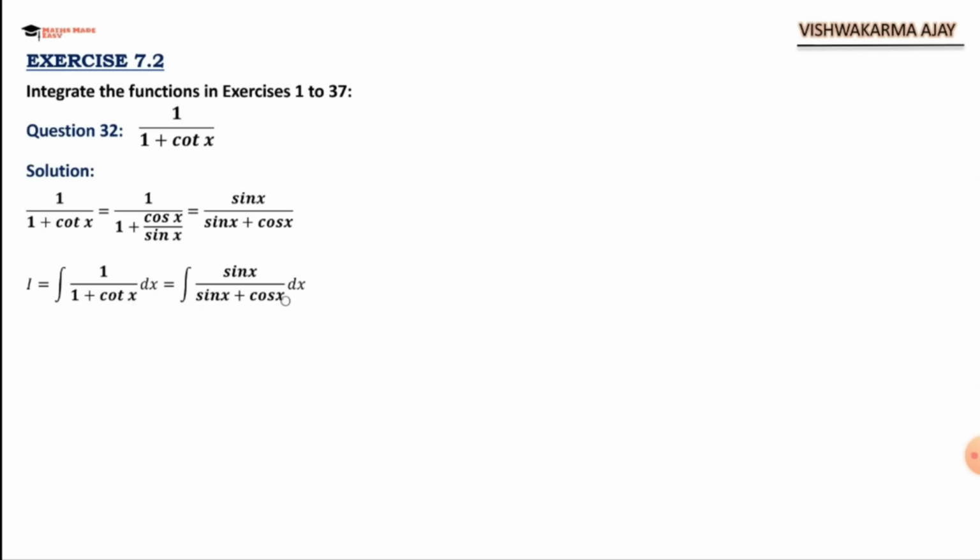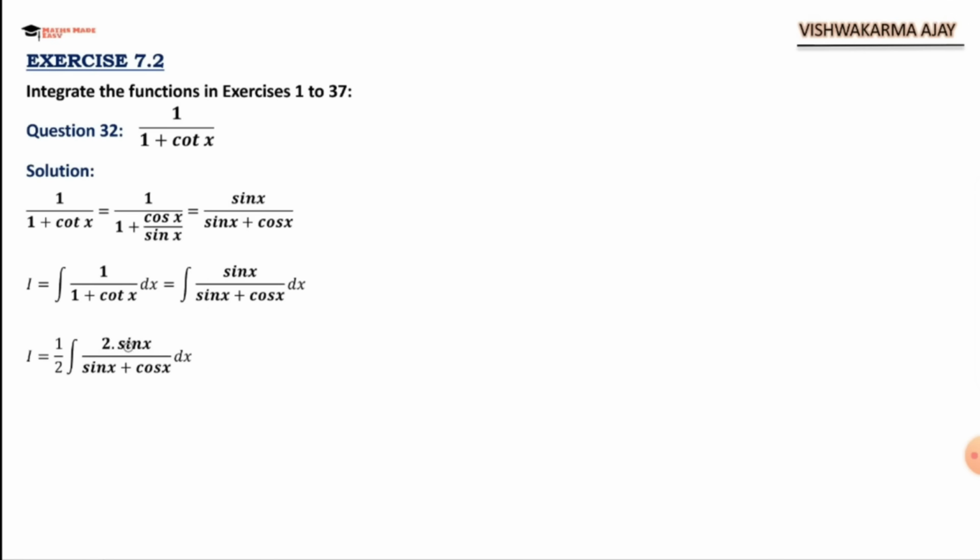Now, we have to make some adjustment so that if I substitute this part as t, I must get the derivative of this in my numerator. But before we do that, always make sure that you are not changing the equation. You will be manipulating it, you will be doing some adjustment, but overall, the value of the equation should be the same. So I'm going to divide and multiply by 2, 1 by 1.